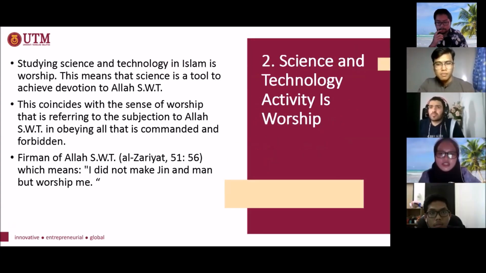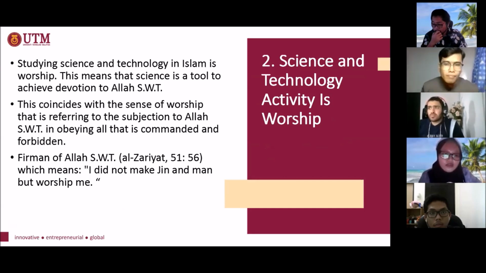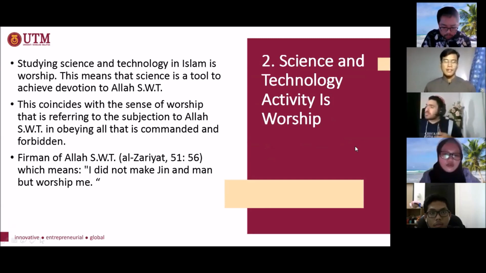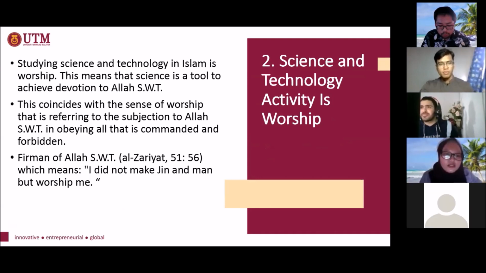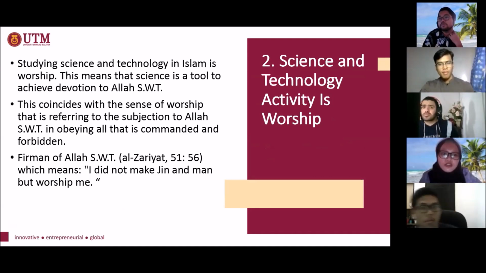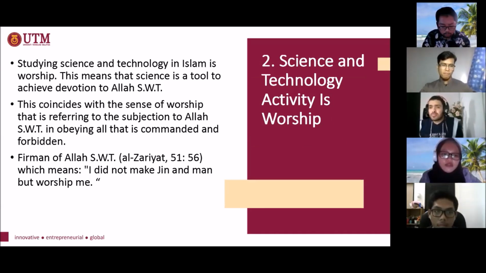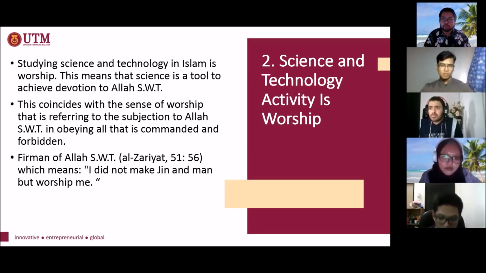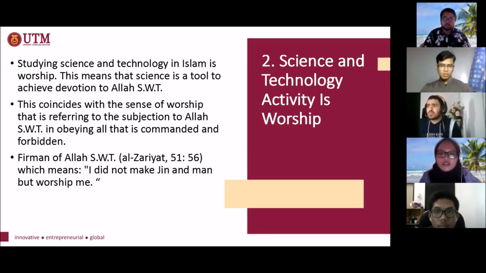For the second characteristic, science and technology activity is worship. Studying science and technology in Islam is worship. This means that science is a tool to achieve devotion to Allah subhanahu wa ta'ala. This coincides with the sense of worship, which refers to submission to Allah subhanahu wa ta'ala in obeying all that is commanded and forbidden. Allah subhanahu wa ta'ala says in Surah Adh-Dhariyat verse 56, which means: I did not create jinn and man but to worship Me.